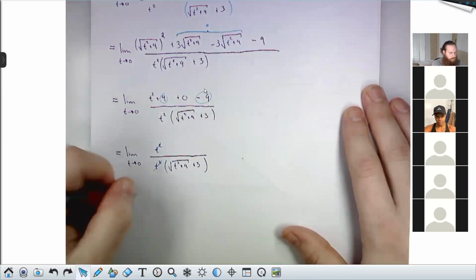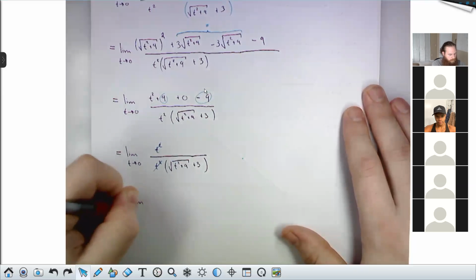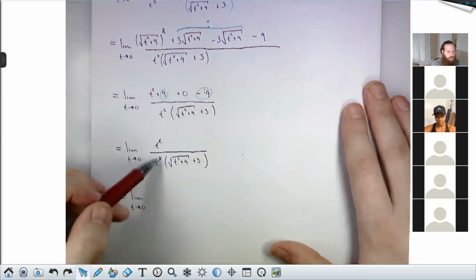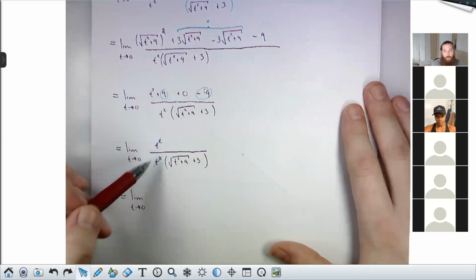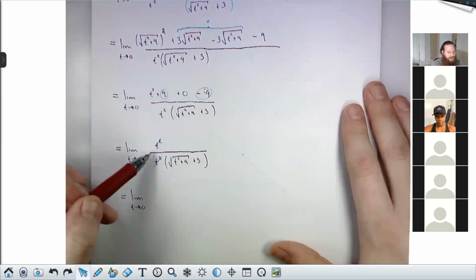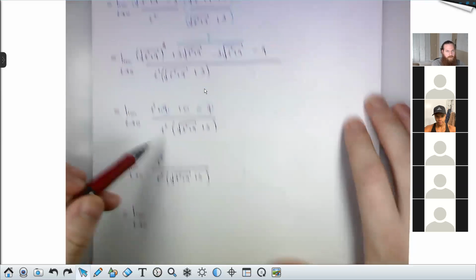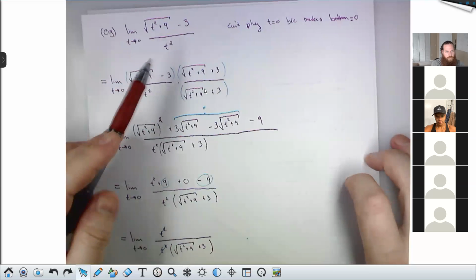So I get the limit as t goes to 0. I want to point out that canceling the t squared from the bottom was the whole goal. That's what I needed in order to make this work out, because that's the piece that was making my original function undefined at 0.